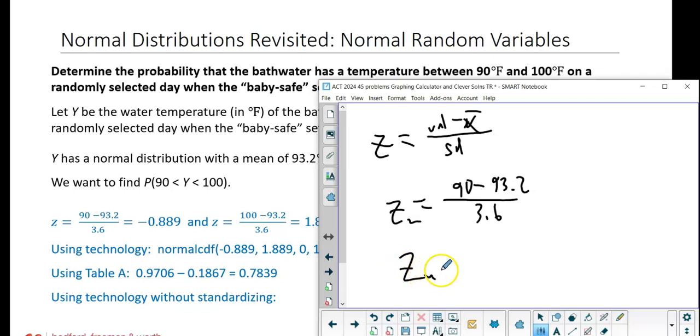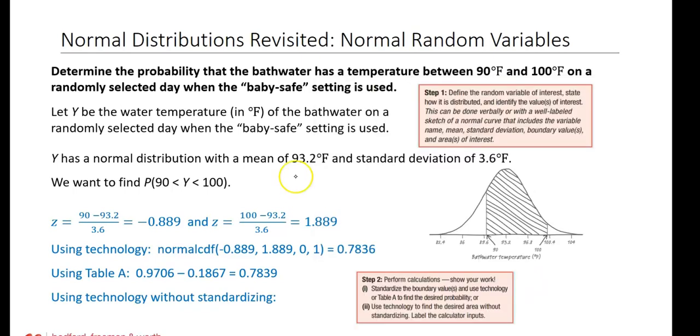And then z on the upper bound would be, I think, 100 minus 93.2. If you do it that way and get the two z-scores, you could, like they did, use those in norm CDF and then just put 0 and 1. It defaults to 0 and 1, so just take 0 and 1 for z-score and you get the same answer. It's only different because of the rounding, so it's totally the same. 78.35 there. Using table A, we won't use table A, by the way.